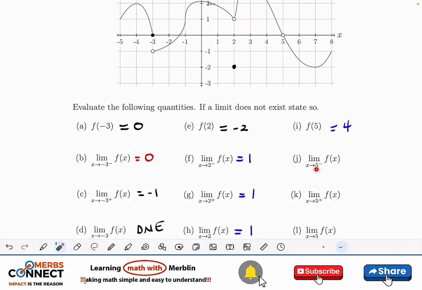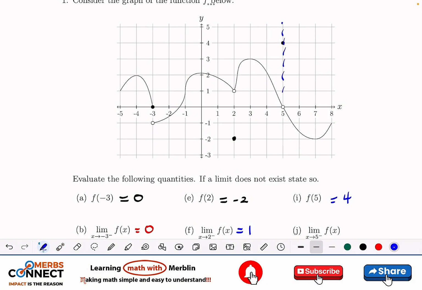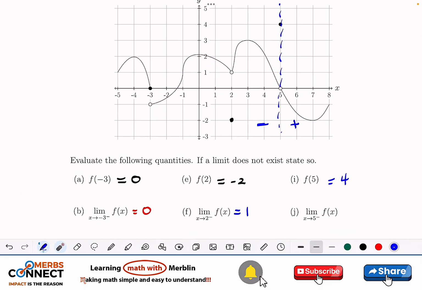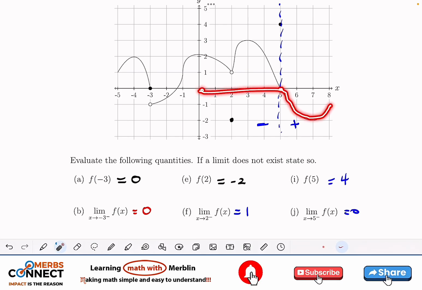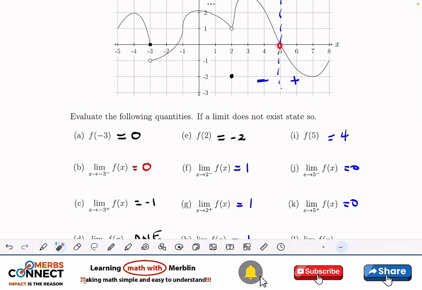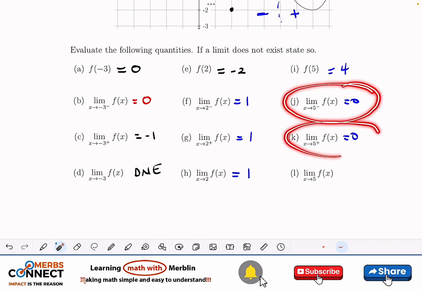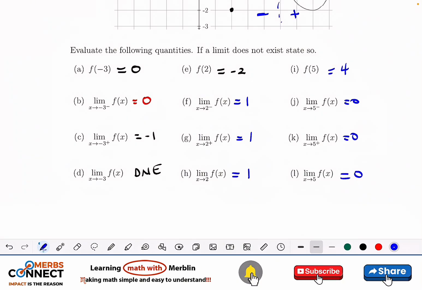Now we want to look at 5 from the left and from the right. So let's put our line on it. So this is the right, this is the left. On the left, I just move towards this line and I get to this place, and this is going to give us 0. On the right, we move towards the blue line, we get here, and this is also going to give us 0. As you can see, this is actually a point discontinuity or removable. So the limit exists, because the left is the same as the right, and this is also going to give us 0.